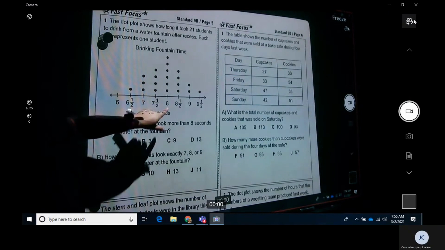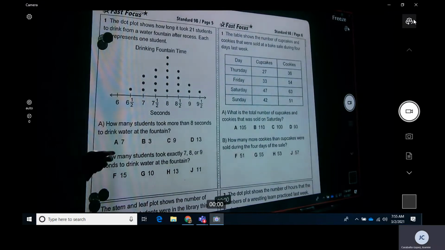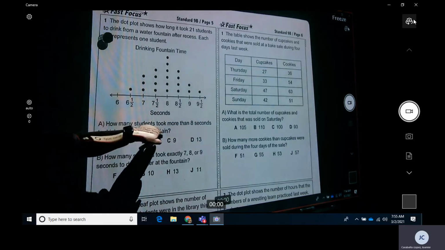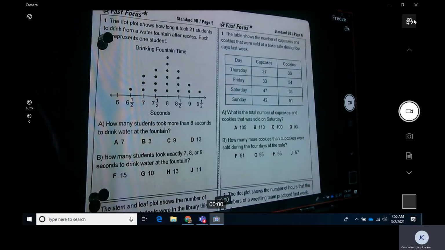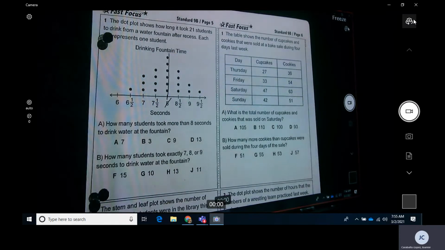1, 2, 3, 4, 5, and 6 students, right? So it says here, how many students took more than 8 seconds to drink water at the fountain? Ahora nos está preguntando cuántos estudiantes se tomaron más de 8 segundos en beber agua. So, como estamos hablando de más de 8, no vamos a contar esta línea, ¿ok? ¿Qué vamos a contar entonces? What are we going to count?